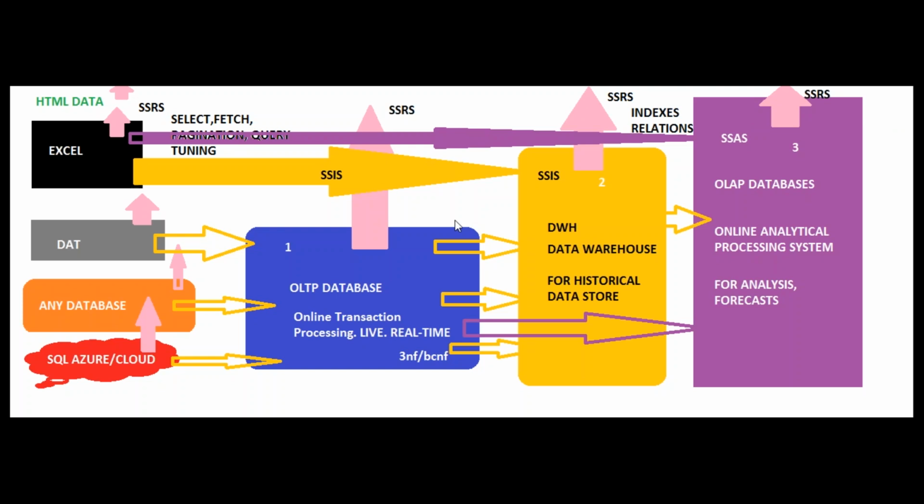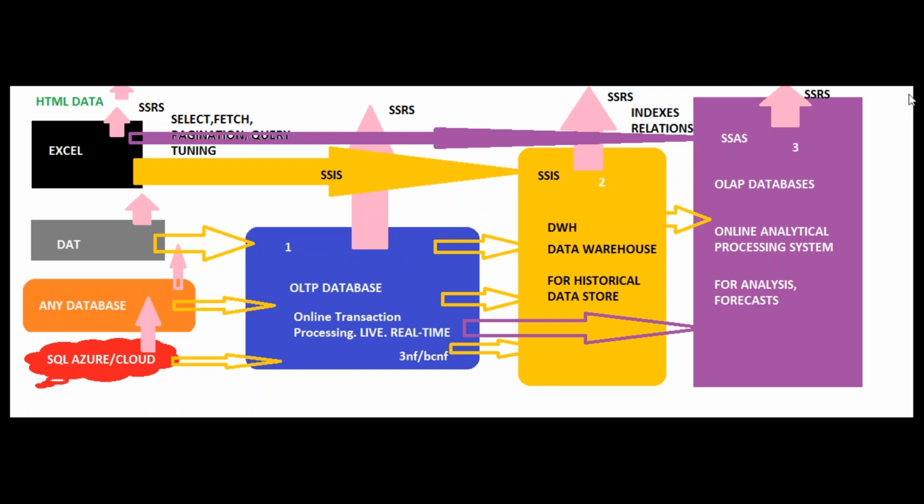And box number 2, data warehouses, integration services, SSIS. So we will be involved in detail, basic to advanced integration services components. And number 3, OLAP, analysis services, SQL Server Analysis Services, mainly for analysis and for forecasts. And we call it online analytical processing systems.